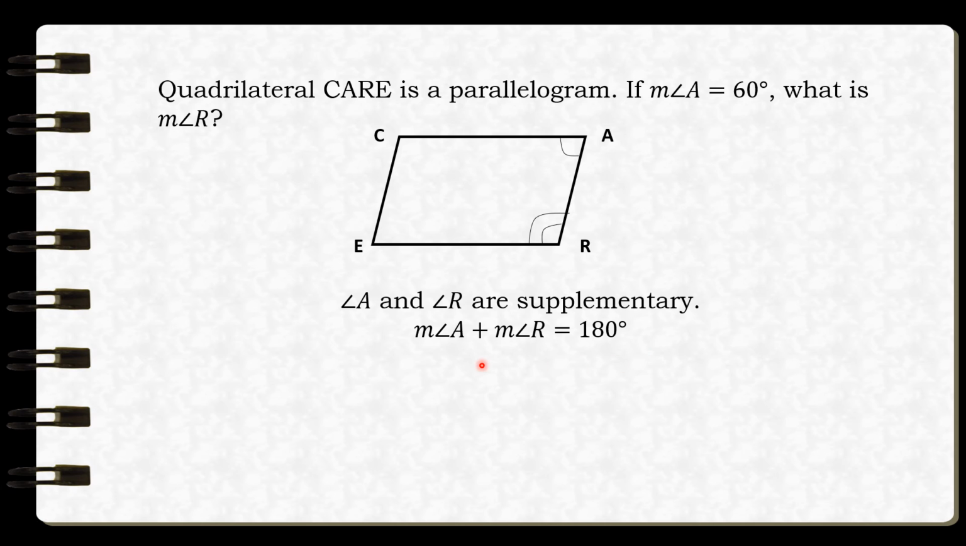Therefore, whatever is the measurement of angle A plus the measurement of angle R, that should be equal to 180 degrees. So, substituting the value of angle A, which is 60 degrees, then I'll just copy the measurement of angle R here, then equating that to 180 degrees using the addition property of equality. So, we would have the equation R is equal to 180 minus 60 degrees. Simplifying this, we have the measurement of angle R is 120 degrees.